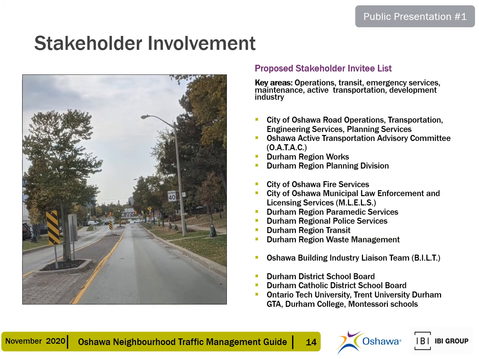As mentioned, there will be several consultation events and activities throughout the study where stakeholders will be able to provide input. Stakeholders will be invited from a variety of key areas such as operations, transit, emergency services, active transportation, and the development industry. Some key stakeholders that have been identified for this project include the City of Oshawa Road Operations, Transportation, Engineering Services, and Planning Services, the Oshawa Active Transportation Advisory Committee, Durham Region Works and Planning Divisions, Local Emergency Services, and Durham Region School Board, as well as many others as listed on the slide.